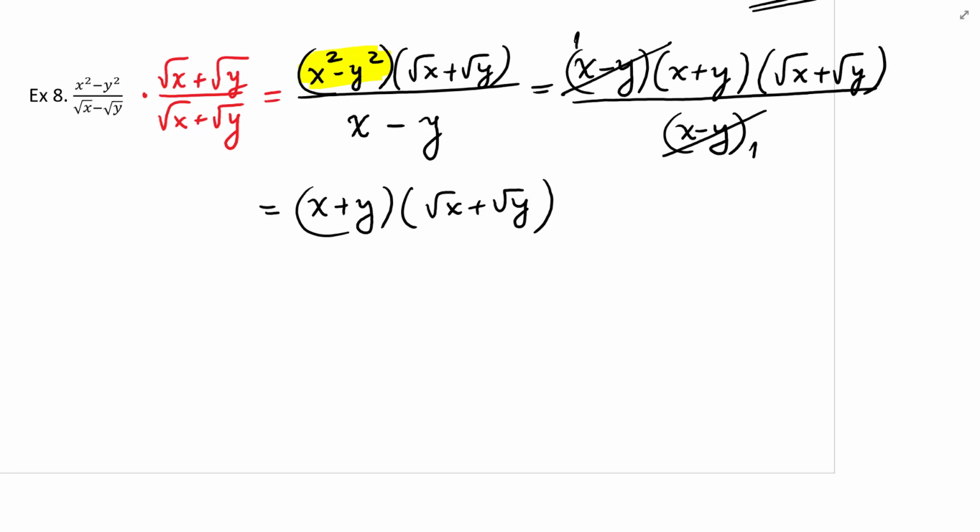So I want to emphasize how important it is to not multiply the numerators before you check if you have any common factors between them. Because if you actually multiply these two before noticing that this can be factored further into these two, you would never get this final answer. I hope this helps.